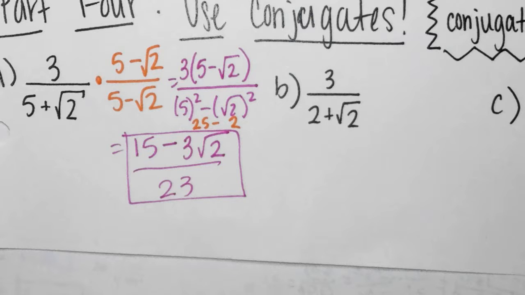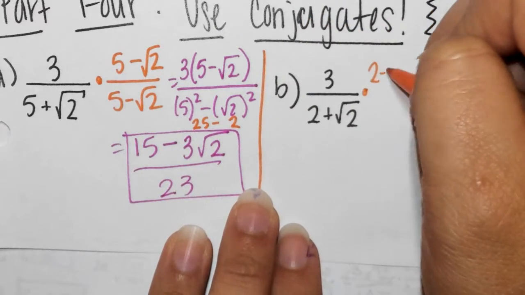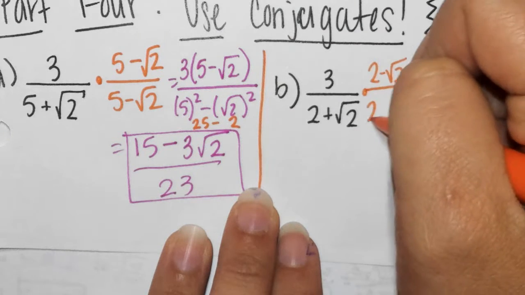Alright, let's do B together. Are you ready? Yes. Okay. Now, we have 2 plus the square root of 2, so we have to multiply by the conjugate. What is the conjugate of 2 plus the square root of 2? Yes, so let's multiply the top and the bottom by 2 minus the square root of 2.